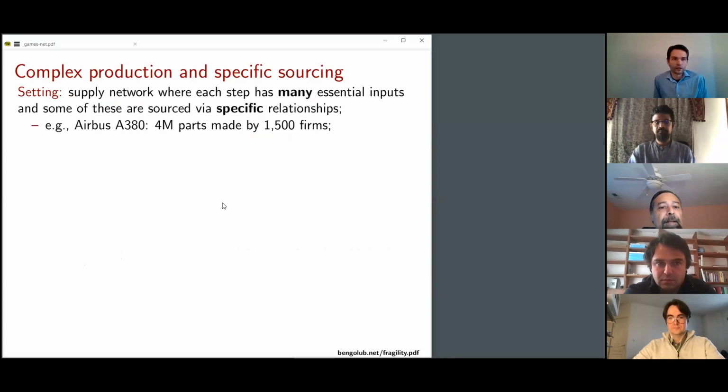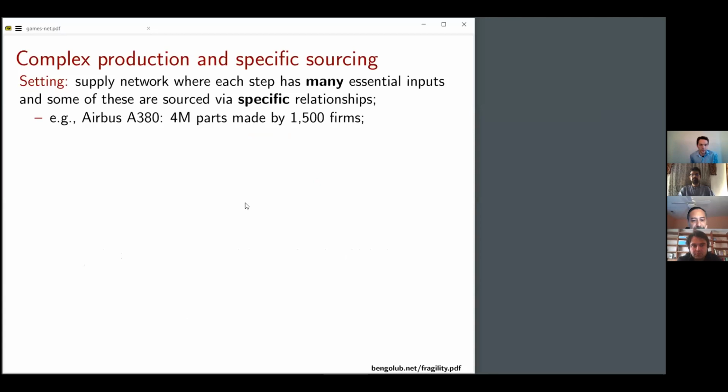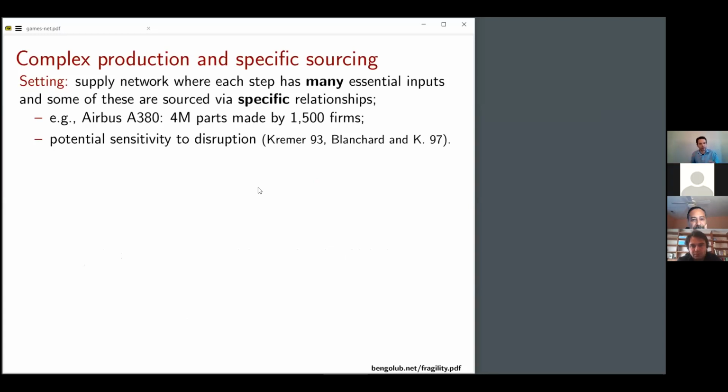The setting we have in mind, what motivates our modeling, is an environment where there's a supply network and you're making something complicated. Imagine, for example, a big airplane, a modern airliner, and each step in the production has many essential inputs that you need to do that step. And the inputs are sourced via specific relationships. Airbus has 4 million parts that are made by 1,500 firms that have this very complicated network of contracts with each other.